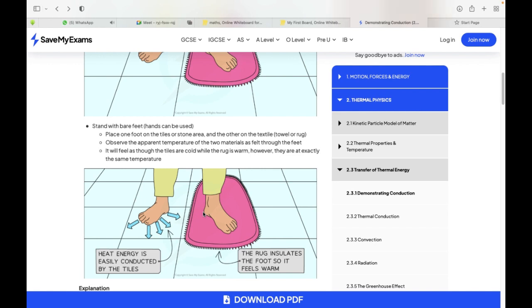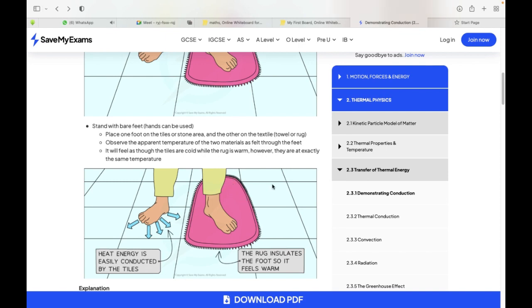Observe the apparent temperature of the two materials as felt through your feet. You're going to tell what temperature you think you have on the floor and the one on the material. You're going to see that the temperature is different. It will feel as though the tiles are cold while the rug is warm. That's what you're going to feel. However, they are at exactly the same temperature. Both of them are at the same temperature.